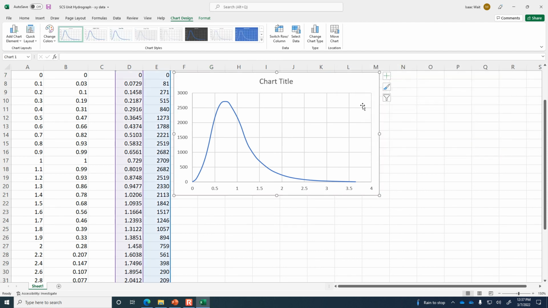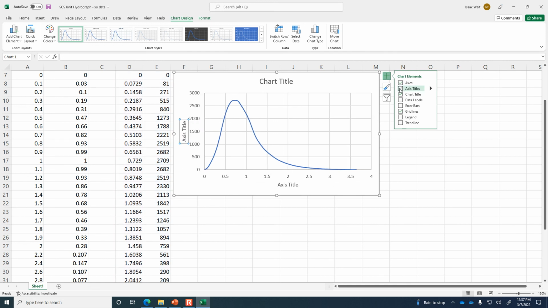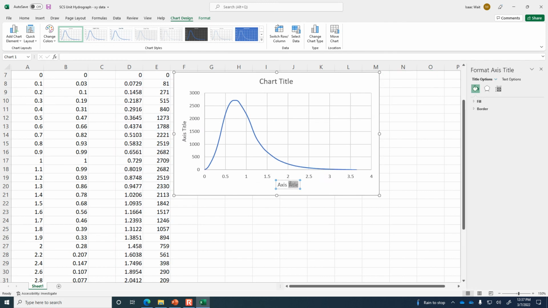Okay, so let's put in some axis titles. On the horizontal axis, that should be time in hours. And the vertical axis will be discharge in CFS. And then we could label this as Huntington watershed, 3 miles square, CN 86, 2-year storm.